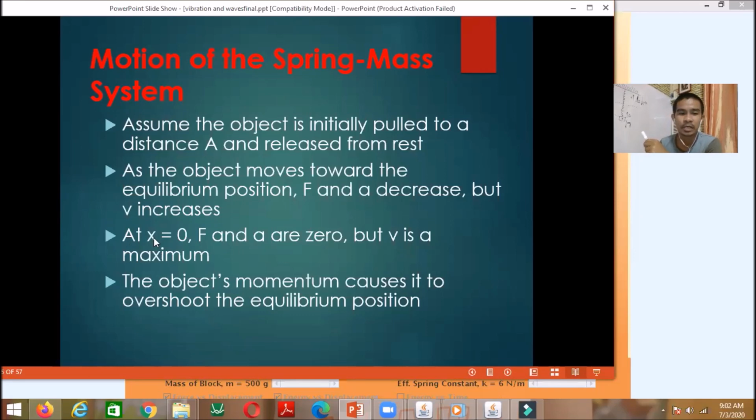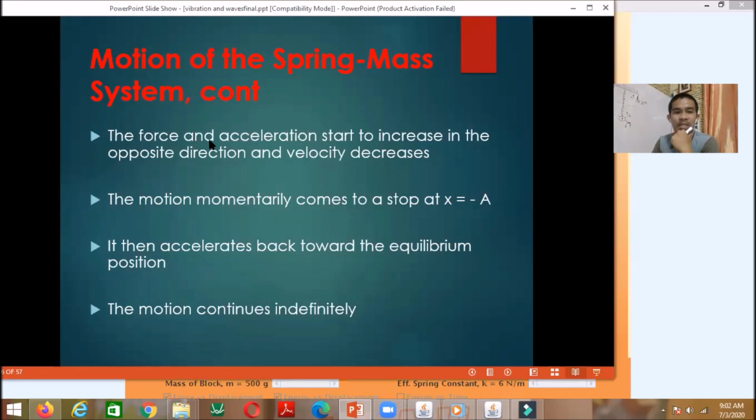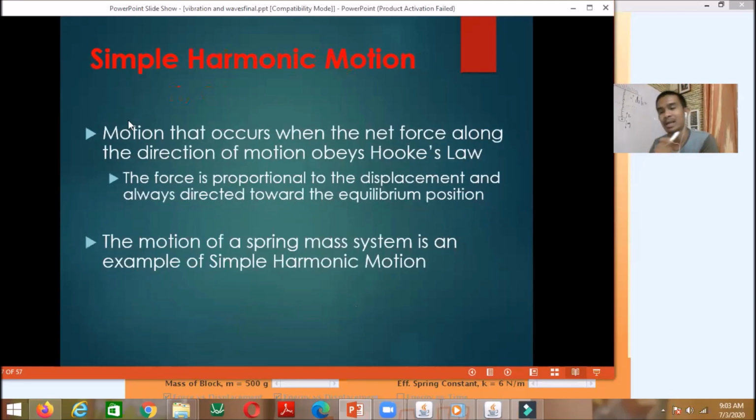At x equal to 0, the equilibrium position, v is maximum when the object is oscillating. And the object's momentum causes it to overshoot the equilibrium position. The force and acceleration start to increase in the opposite direction and velocity decreases. The motion momentarily comes to a stop at x equal to negative A, and also at A. It then accelerates back toward the equilibrium position. The motion continues indefinitely.